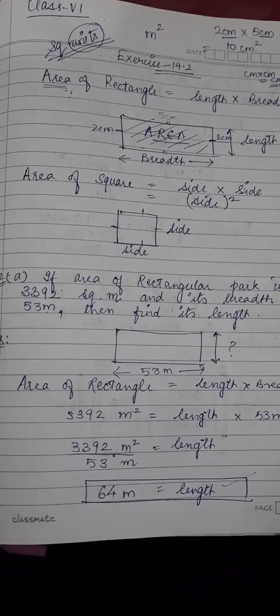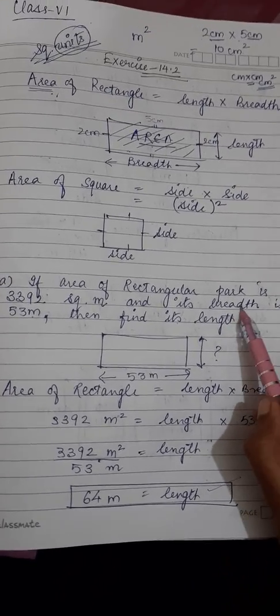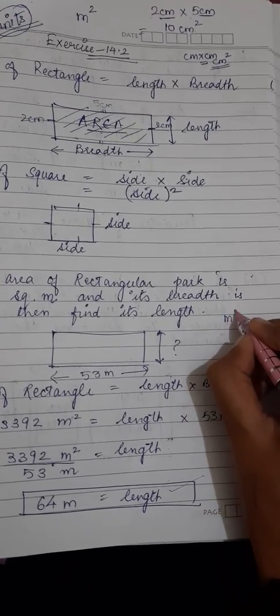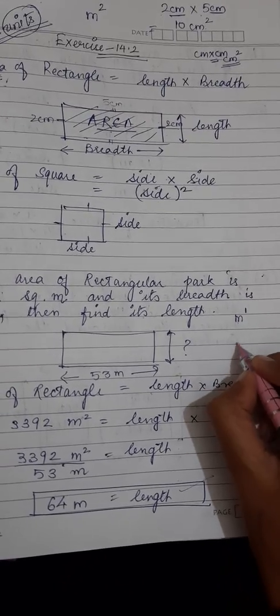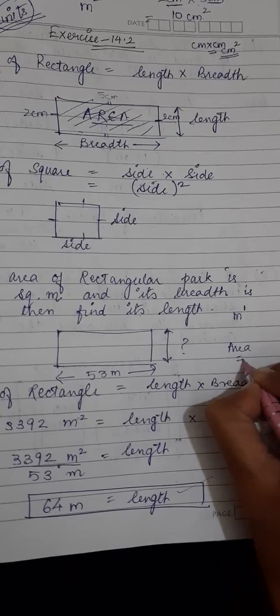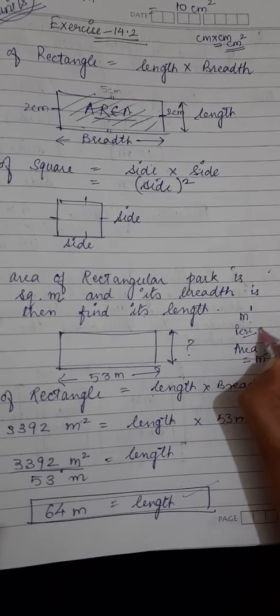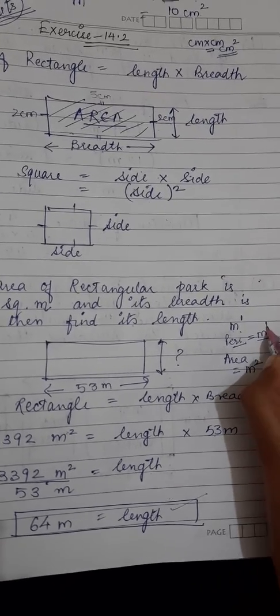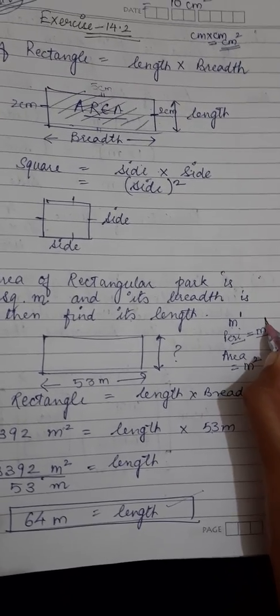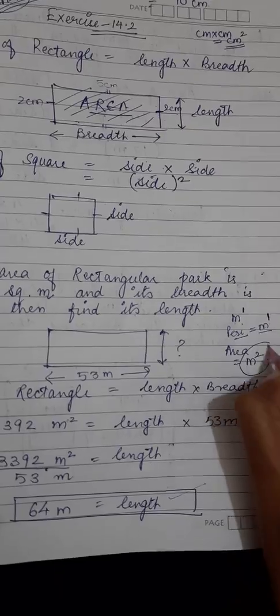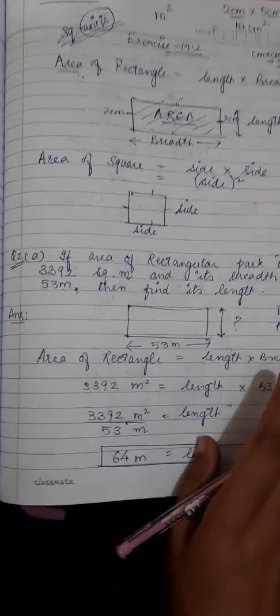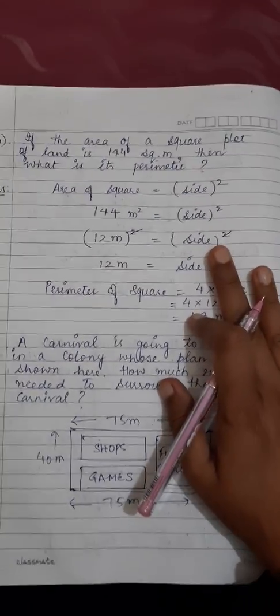Make sure that the units of length and breadth will be of the power 1. Only and only area will have the power 2. Even the perimeter is also going to have the power as meter 1. Okay, only area, meter square. And this was your A part. Now let's do the B part.